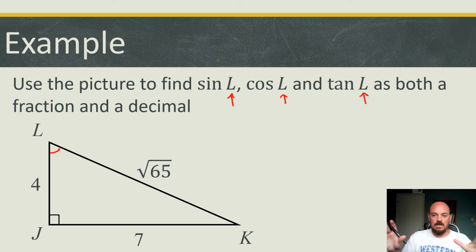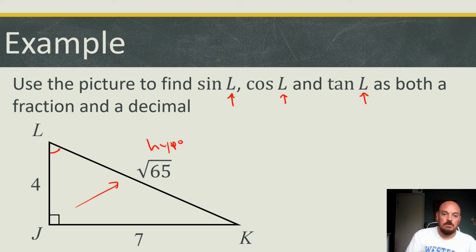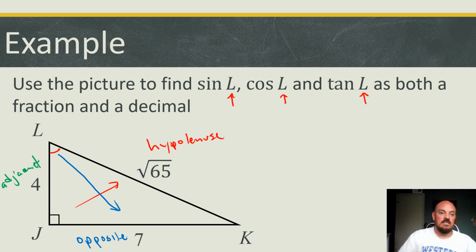So first of all, before I even worry about L, the one thing I could have done automatically is I could have said, since J is the right angle, opposite from it, that makes this the hypotenuse. So the square root of 65 is the hypotenuse. Then, since I'm talking about angle L, that makes the 7 opposite, because it's opposite from L. And that makes the 4 adjacent, because it's adjacent to L, but also because it's the last one that's left. After you find hypotenuse and opposite, the only one that's left is adjacent.